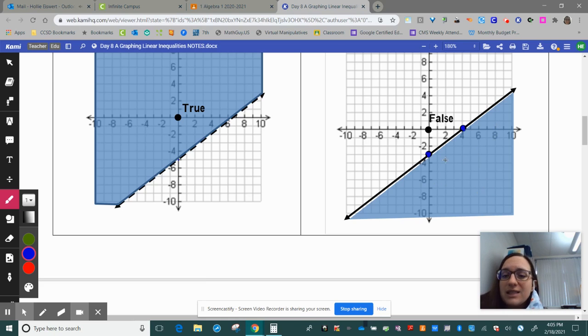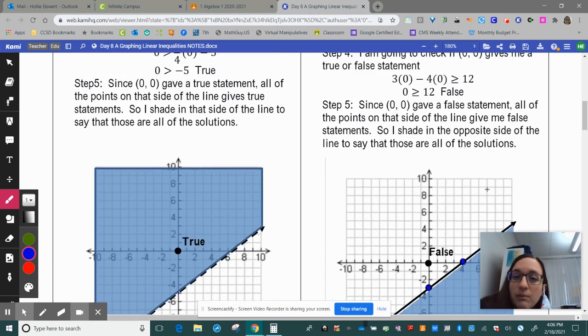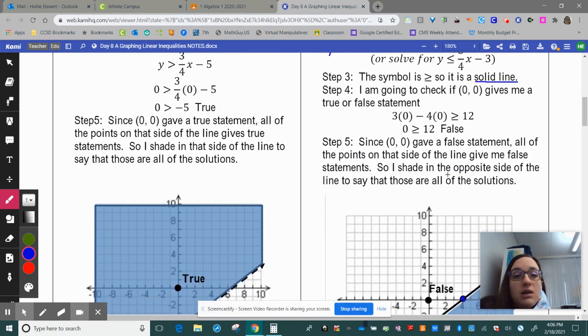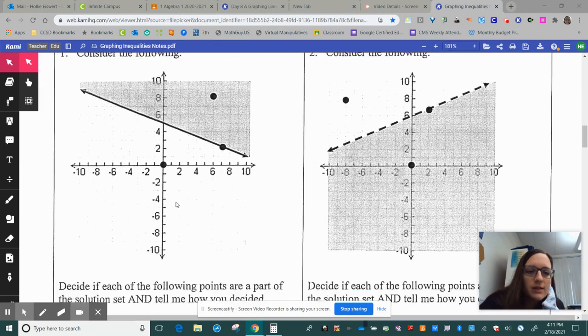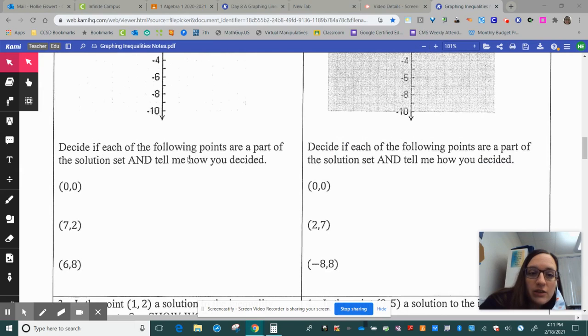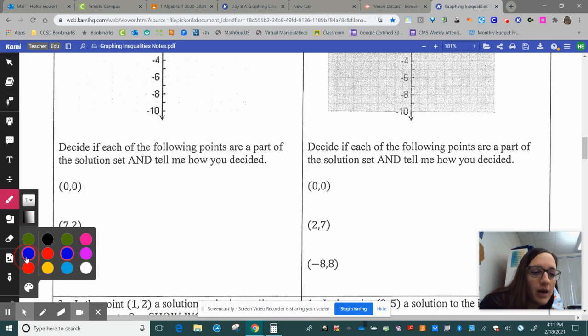So color it lightly. See how it's shaded nicely in blue? That's what you should be going for. Nice light shading, because every single one of these ordered pairs can be substituted in here and make the inequality true. On the next page, we're going to look at our graph here with those dots. So we are deciding if each of the following points are a part of the solution set, and then how you decided. Okay, so we're going to write yes or no and why we know this.